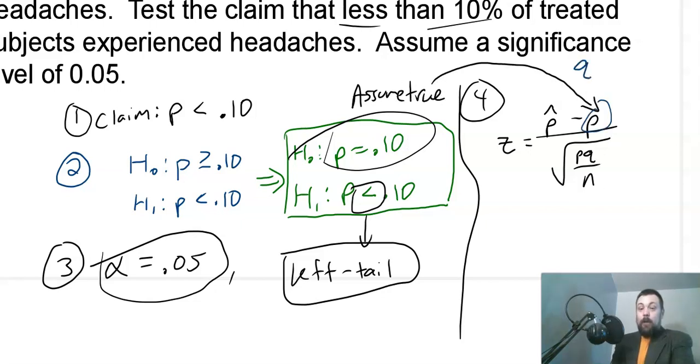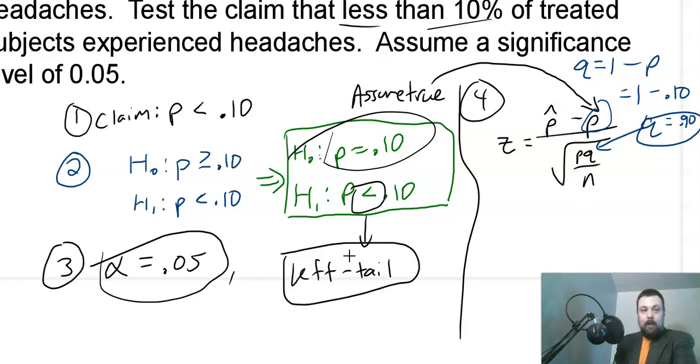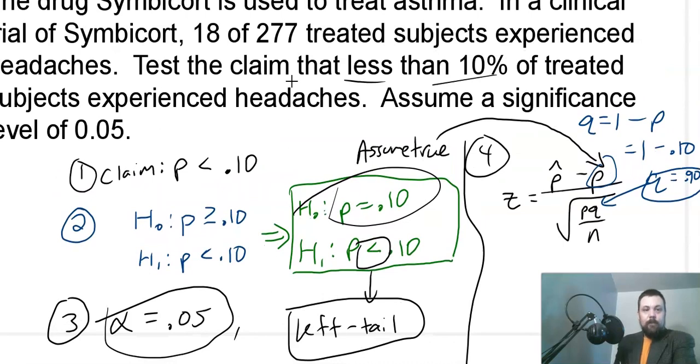We assume the null hypothesis is true. And that is how we get the value for P. And then that means the value of Q will be 1 minus P, which is 1 minus 0.10, which means Q is equal to 0.90. N is the number of test subjects, which is 277. And then P hat is the sample proportion, which this time they weren't nice enough to calculate for us. We have to calculate it ourselves. So X is 18, the number of successes, over N, the sample size. And that would be P hat.